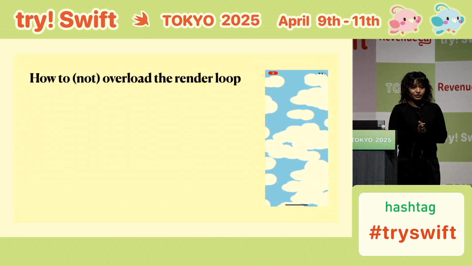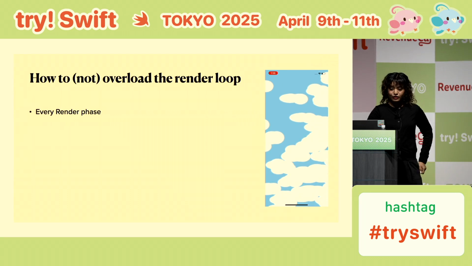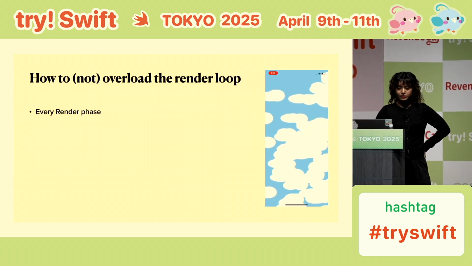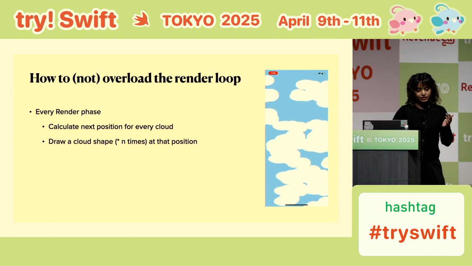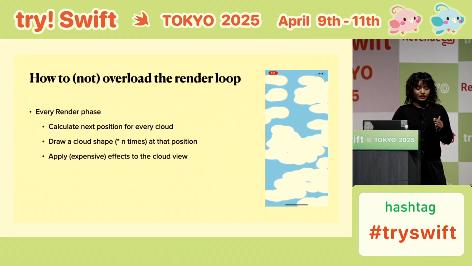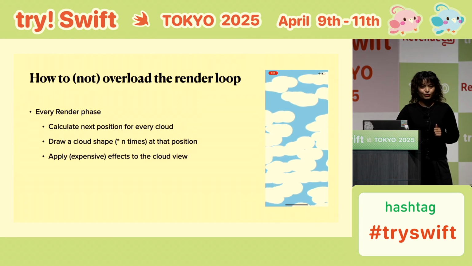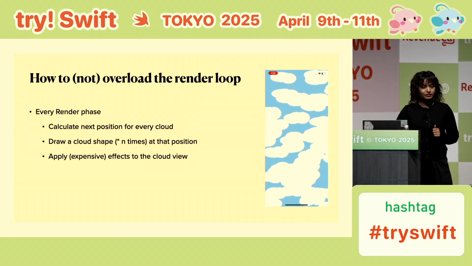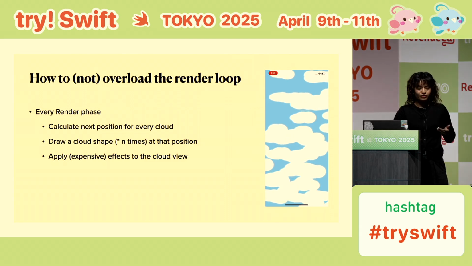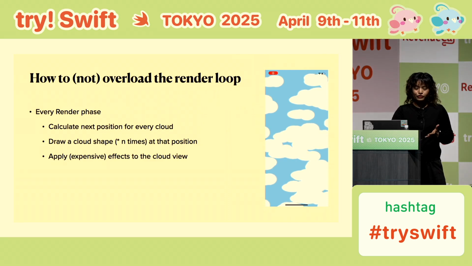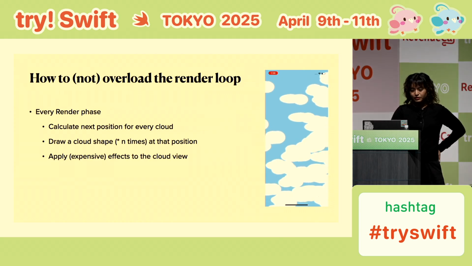Right. So now that we've looked at the code, do we have some clue as to why it is laggy? If you think about the render loop, or render phase in particular, it calculates the position of every single cloud. It draws every single cloud shape, and then it applies expensive effects to that every single render phase, within 16.67 milliseconds or 8.33, depending on the device. So the allocated time for the render loop for every frame must be exceeded. This is how we've managed to overload the render phase, and the frames have started dropping, making the animation pretty laggy.